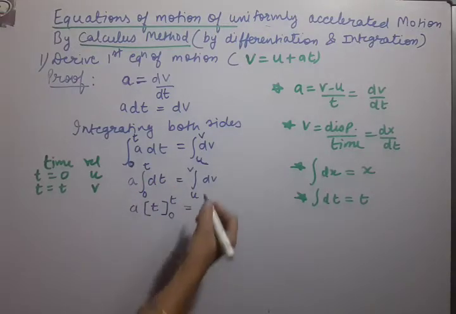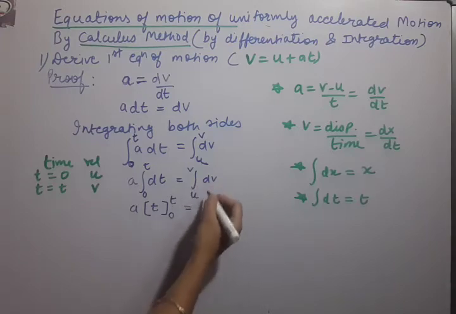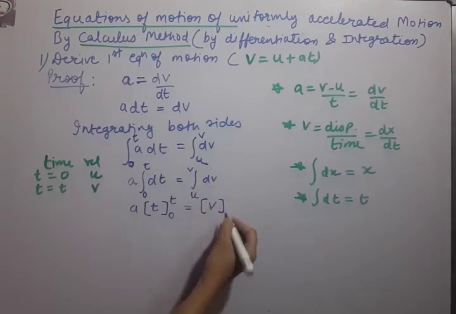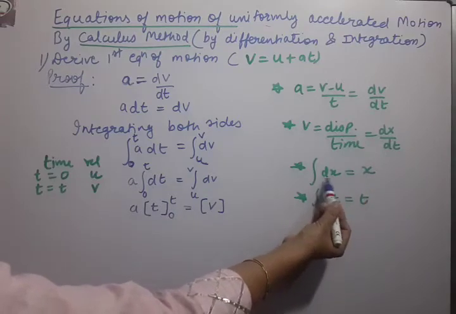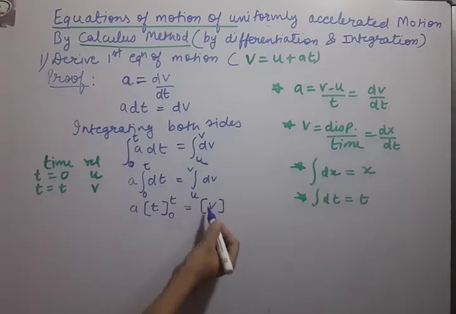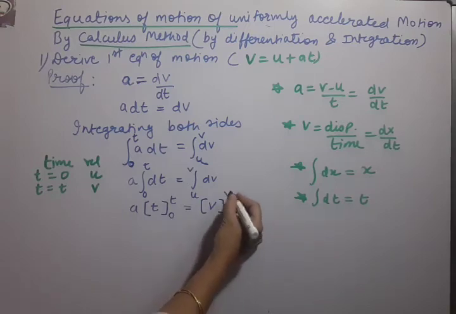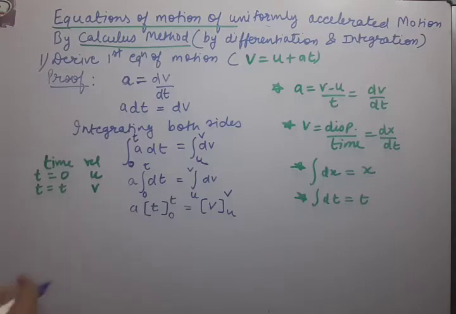In the same manner here also, integration of dv is v. Like integration of dx is x, so integration of dv is v, limits are u to v. Okay, now we have done integration till here. After that, now we have to put the limits. The limit formula is upper limit minus lower limit.